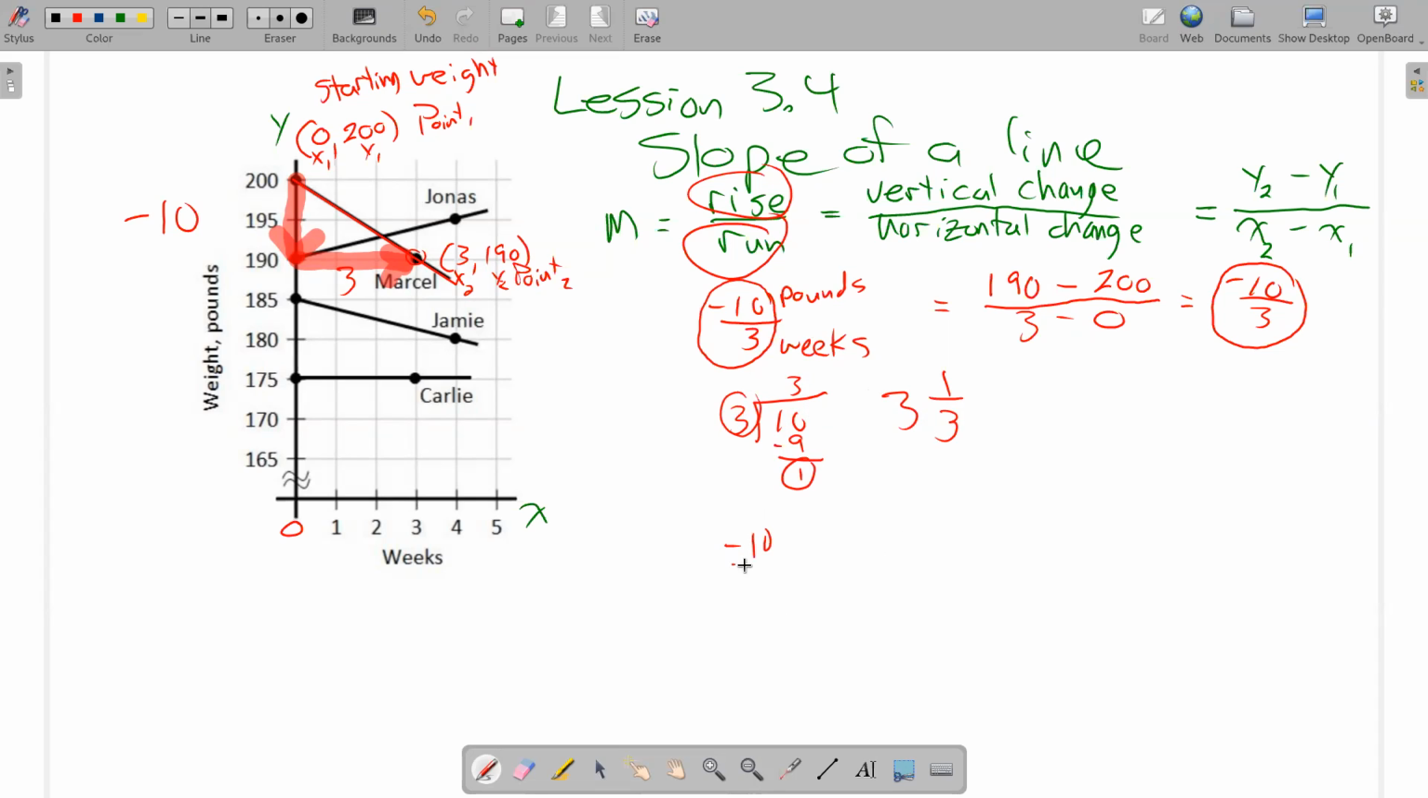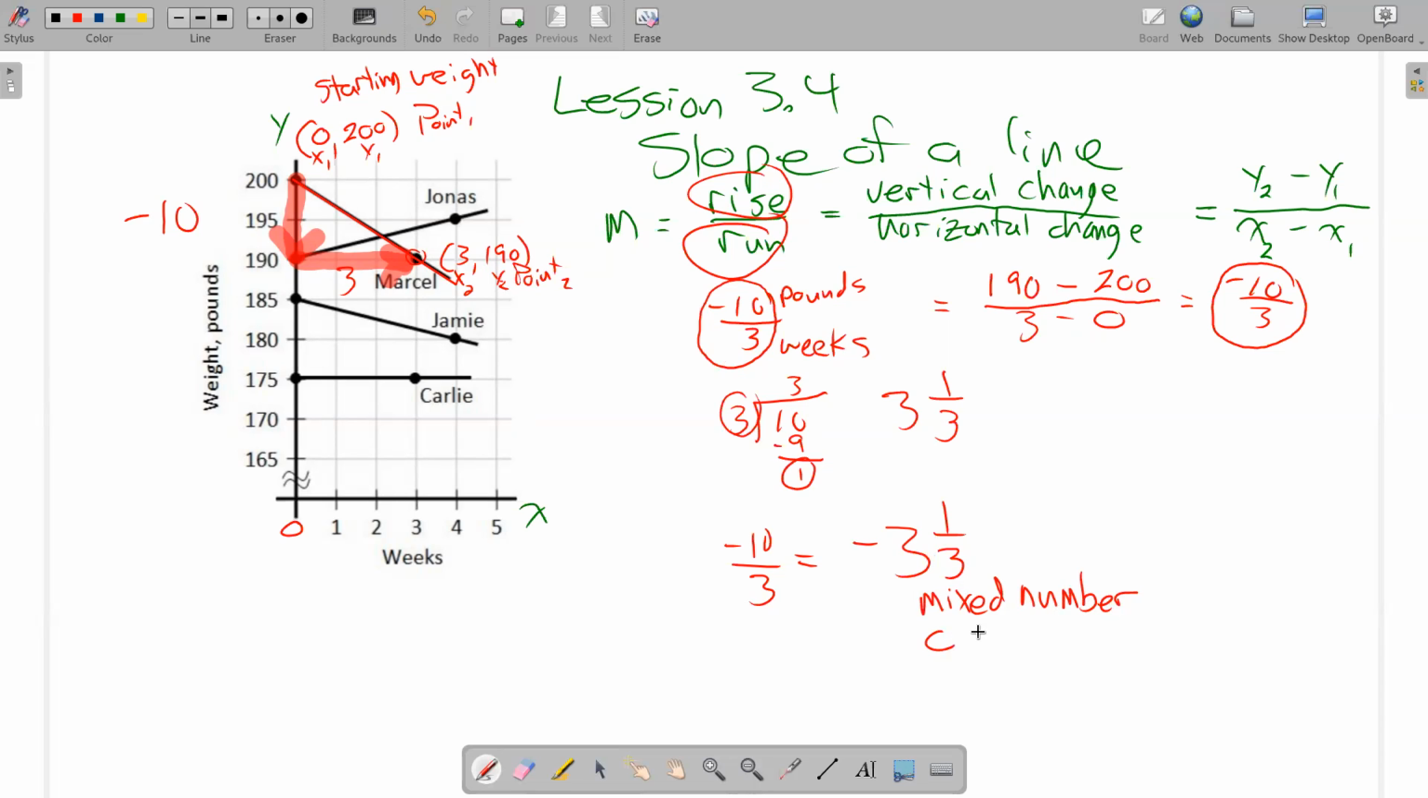So negative 10 thirds, I could also say is negative 3 1/3. So I asked Marcel again, hey, Marcel, how's your weight loss program going? He says, man, I'm averaging 3 1/3 pounds per week off. Like, whoa, that's pretty good. Nice job, right? So when we're talking to each other, we tend to talk in mixed numbers, right? So this is what's called a mixed number.